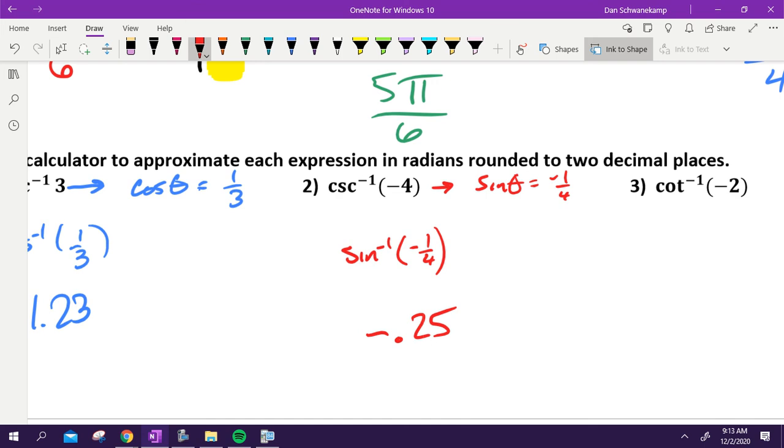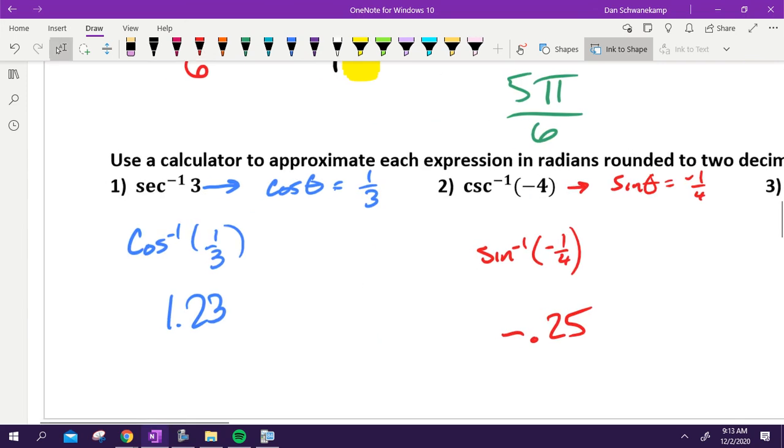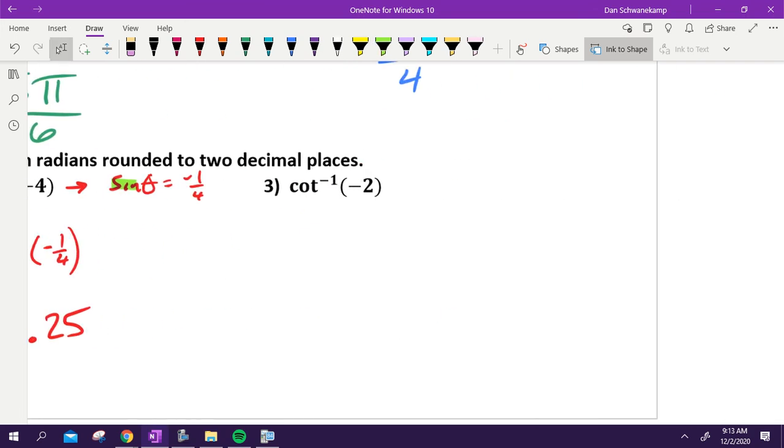Then we get stuck on number 3. So understand why it's been so easy so far. It's been easy because secant and cosine live in the same quadrants. Cosecant and sine live in the same quadrants. But if I do the same thing with cotangent, I don't have a cotangent button. What button am I going to use instead? Inverse tangent. I'm really answering the question, tangent of what value gets you -1/2? That's the question that inverse cotangent of -2 is asking. It's saying, where is y over x, that reciprocal?